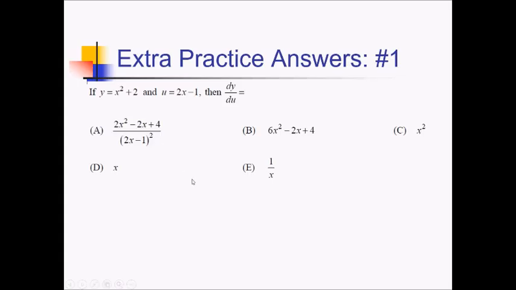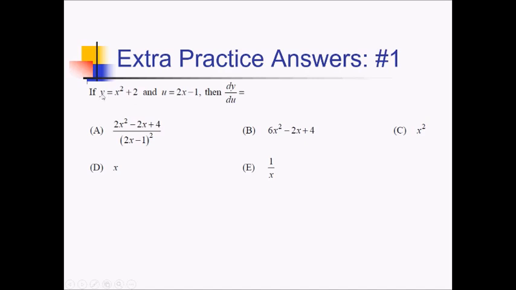This first problem is a little bit of an oddball problem. We're given y equals x squared plus 1 and u equals 2x minus 1. We want dy over du. So the key on this one is we need to take the derivative of both of these things with respect to x and then put them together. So let's do this first one.